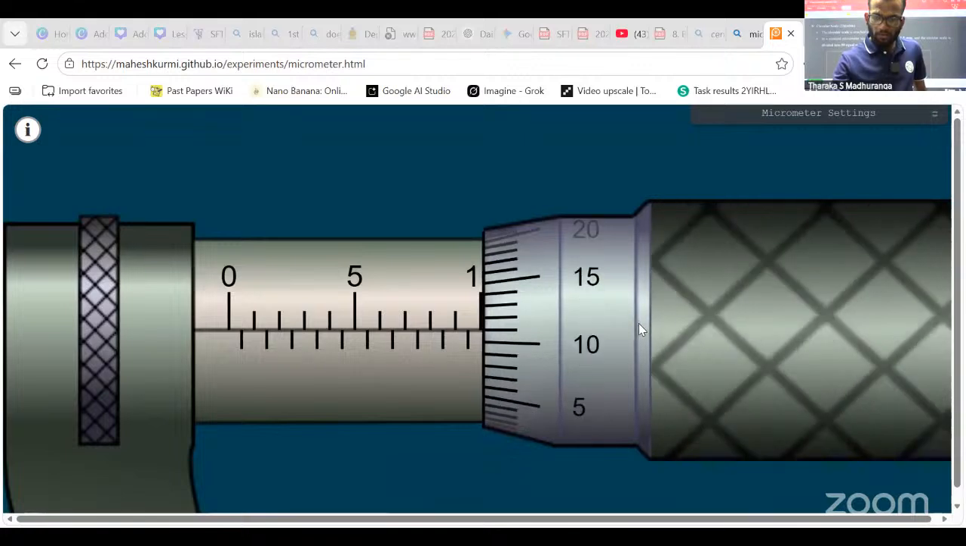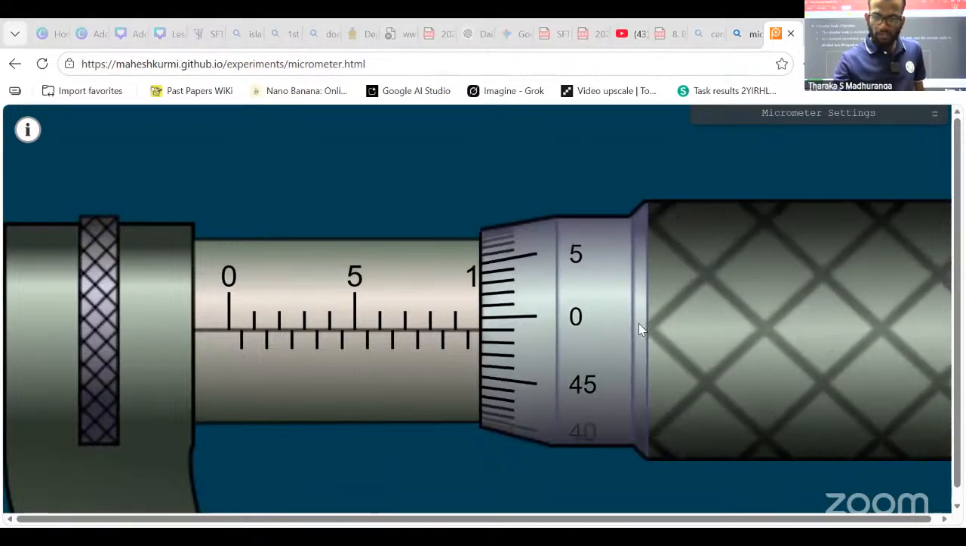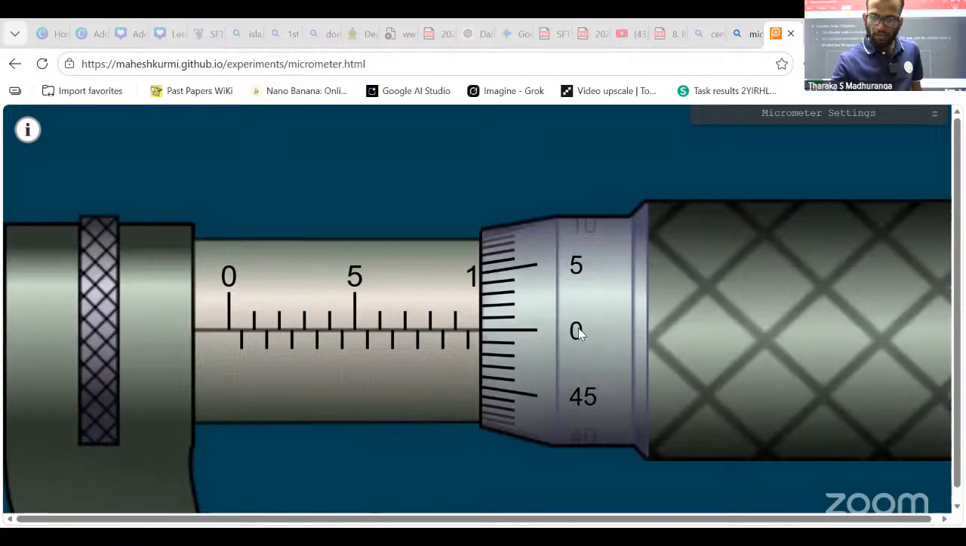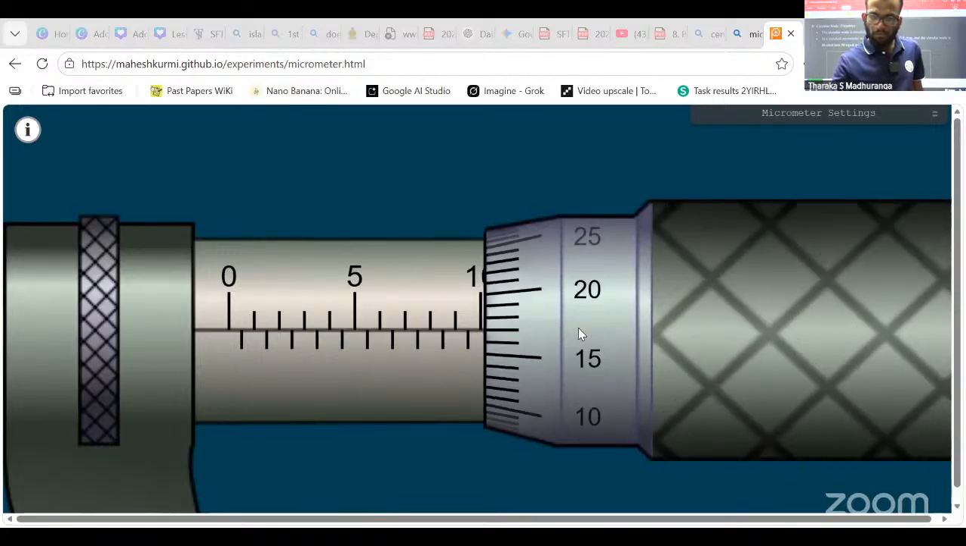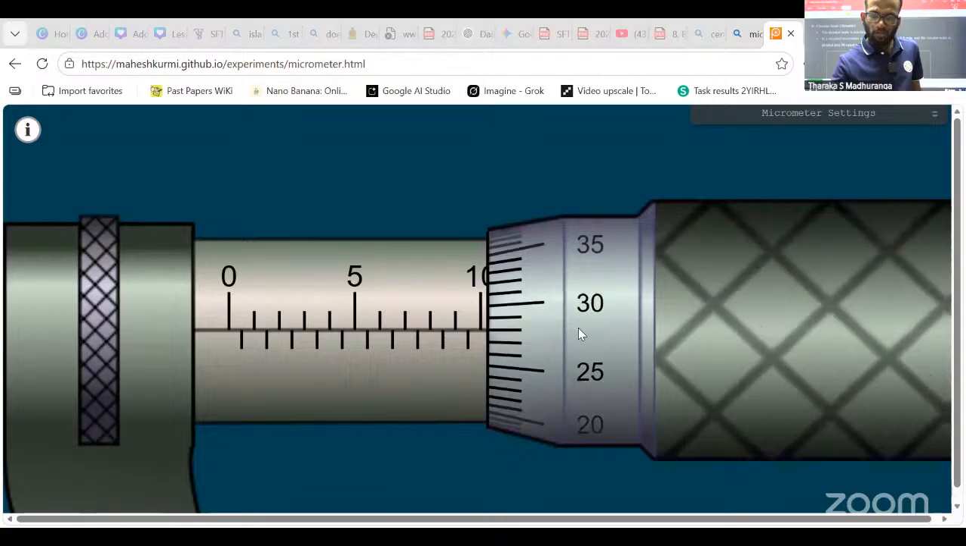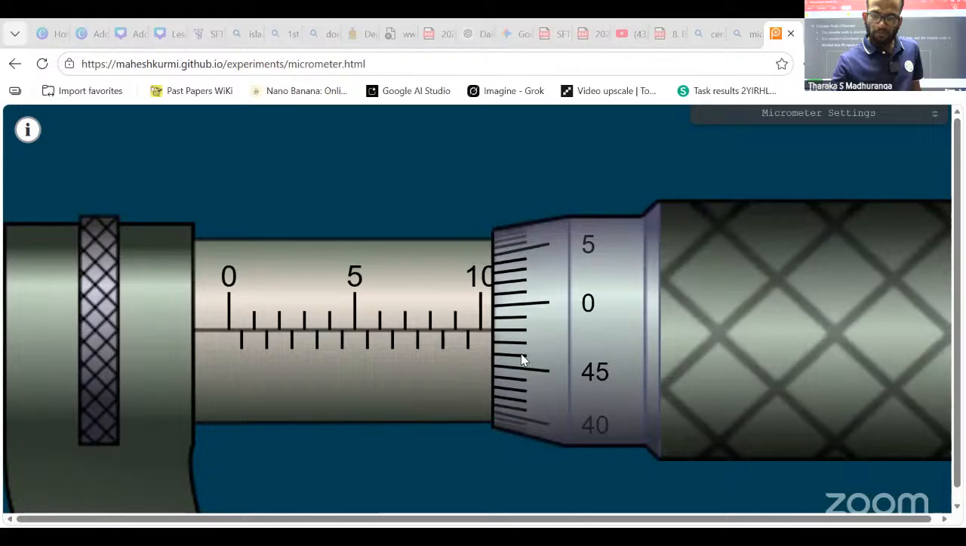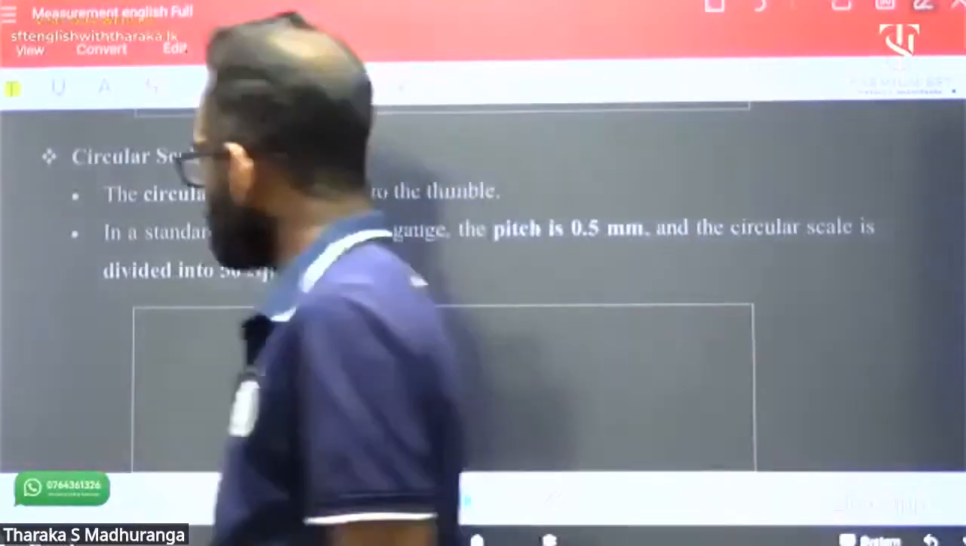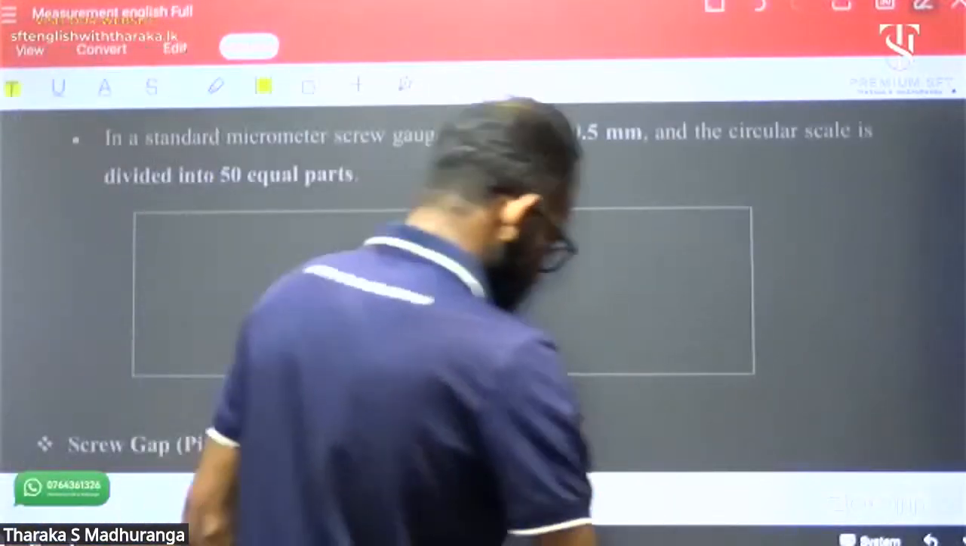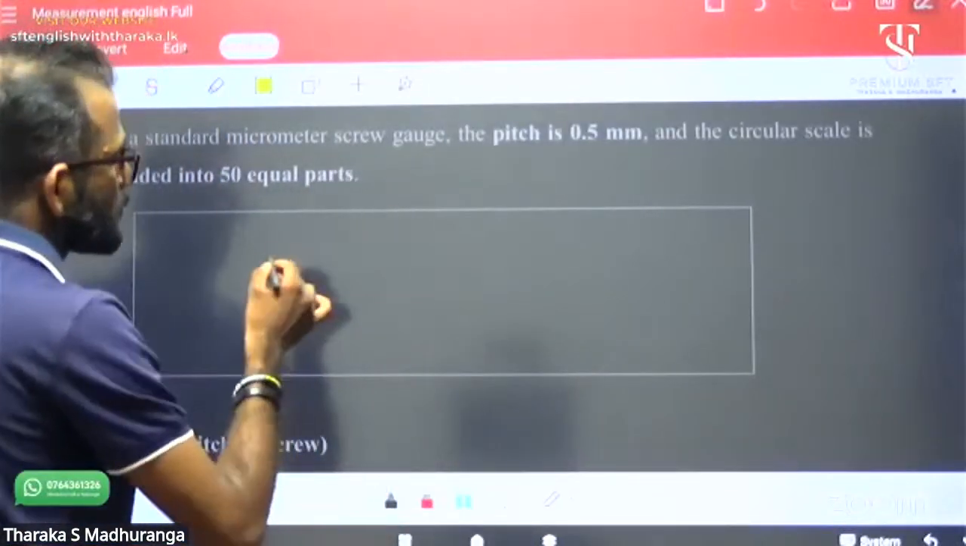See? Now this is the 0 of the circular scale. Now 5, 10, 15, 20, 25, 30, 35, 40, 45, 46, 47, 48, 49, again 0. The 50th part is 0. Then how many parts? 50 parts. Remember, 50 circular scale parts. It is like this.